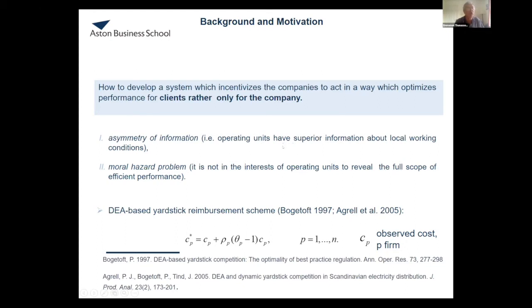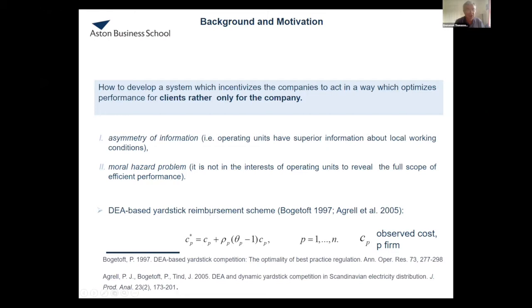So the regulator needs to incentivize companies in order to reveal efficient practices. But there is a moral hazard for the companies. If they reveal efficient information, that efficient information is then built into the regulatory process, and the regulator would demand more and more efficiency.